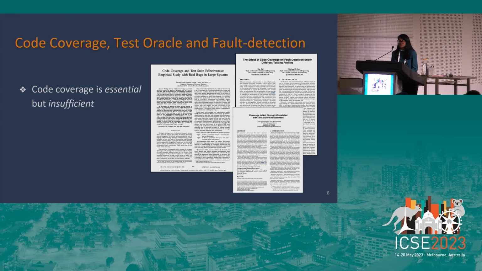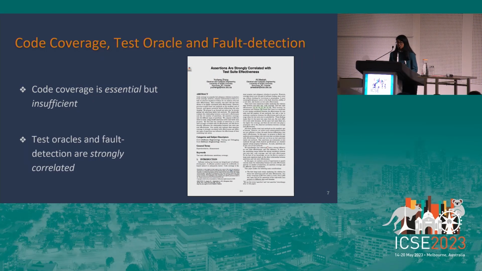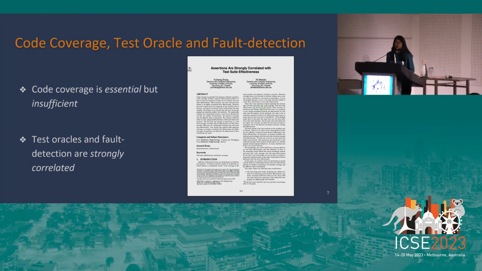The main goal of software testing is to detect bugs. Numerous studies have investigated how code coverage relates to fault findings. And almost all of the studies agreed that although code coverage is crucial, it doesn't provide a full picture of the quality of the test suite in terms of fault detection effectiveness. On the other hand, research on test oracles and fault detection effectiveness showed that test oracles play a critical role in software testing, and there is a strong correlation between test oracles and the fault detection effectiveness.